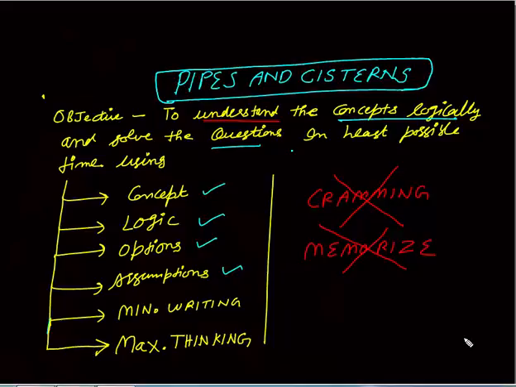First, we have to understand the concepts very carefully and solve the question using them. You have to apply logic, options, and assumptions. But we have to be very careful. We have to do minimum writing and maximum thinking. That will be very helpful in exams. And what you don't have to do is cramming and memorization. To keep this in mind, at the beginning of each chapter I will remind you what our objective is.